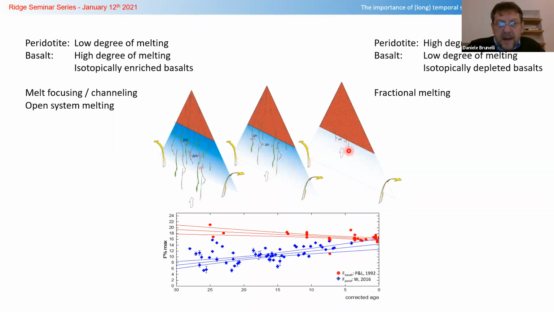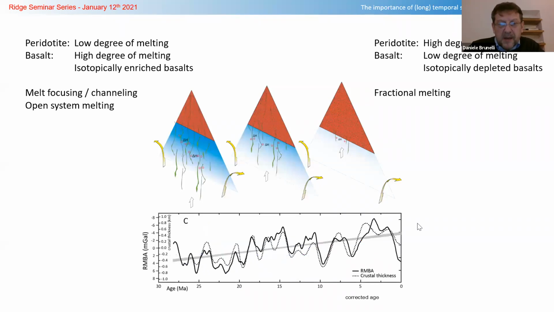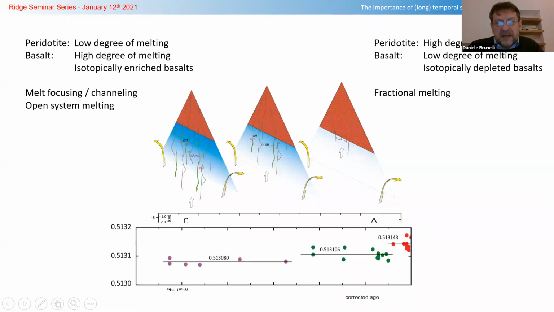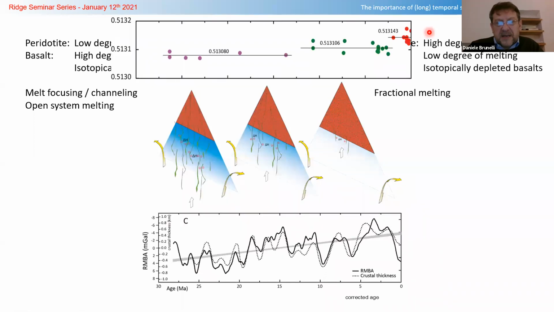When the amount of low solidus lithologies becomes negligible, the degree of melting recorded by the two components is the same, and the extent of the melting region reaches its maximum extent. This can explain the increase of the crustal thickness and the decrease in the isotopic composition.